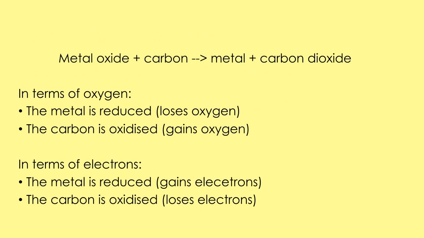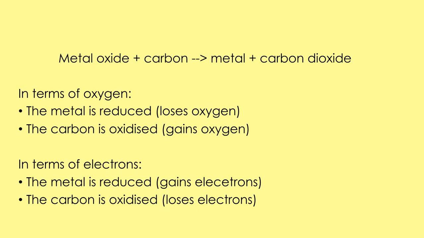We need to think of this in terms of being a redox reaction, so in terms of reduction and oxidation happening. It's easier to look at this in terms of oxygen. When we talk about oxidation and reduction in terms of oxygen, oxidation is when something gains oxygen, and reduction is when it's losing oxygen. So in this example, the metal is losing oxygen, so it's being reduced, and the carbon's being oxidized, gaining oxygen.